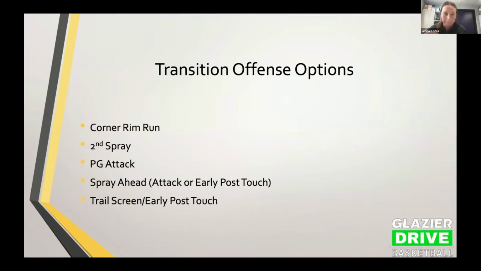The second is the spray, PG attack. The spray ahead, which is the same side, spray ahead of where the ball is to either an attack to the rim, and that's when the post player is not at the post, or getting the post player an early post touch because she beat the ball down the court. And then, like I said earlier, the trail screen if the post player is behind the ball, or an early post touch if the post player is ahead of the ball.